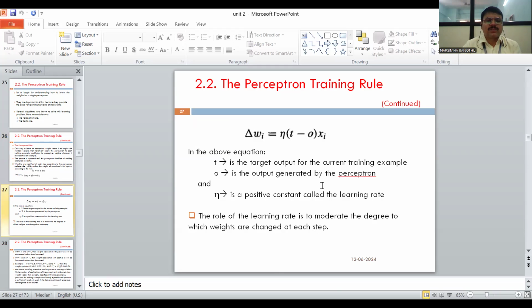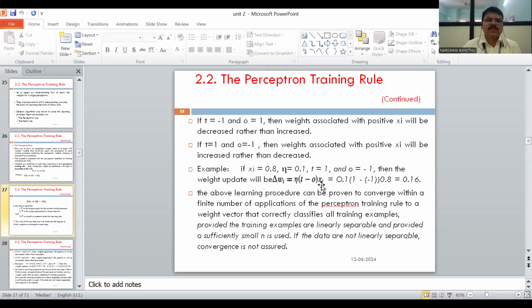In the above equation, t is the target output and o is the output generated by the perceptron. And n is a positive constant called the learning rate. If t is equal to minus 1 and o is equal to 1, then weights associated with the positive xi will be decreased rather than increased. If t is equal to 1 and o is equal to minus 1, then weights associated with the positive xi will be increased rather than decreased.